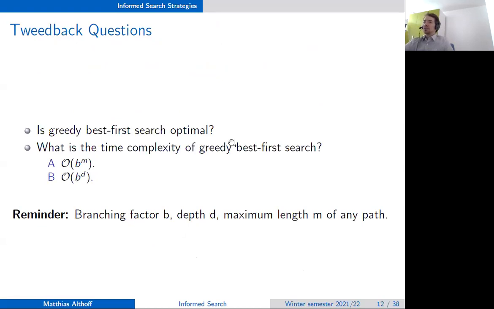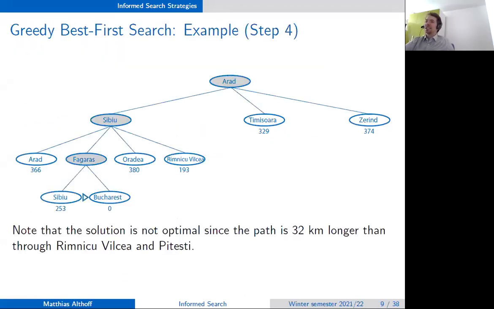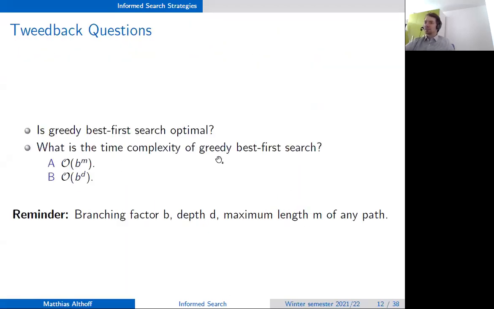Okay, so today we have a few questions. So the next tweetback question is, is greedy best first search optimal? So this is a yes/no question. So we already discussed this, so the answer should be very clear. Yeah, what's the result? About 90% chooses no. Yes, it's not, because we already had this case. So this was not the shortest path. We already found a counterexample.